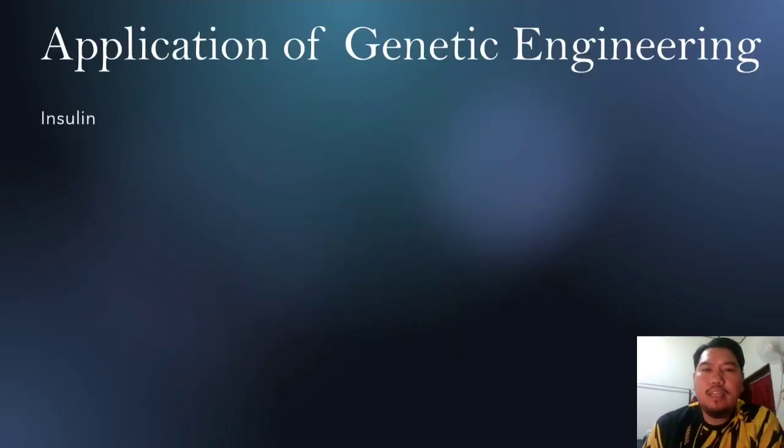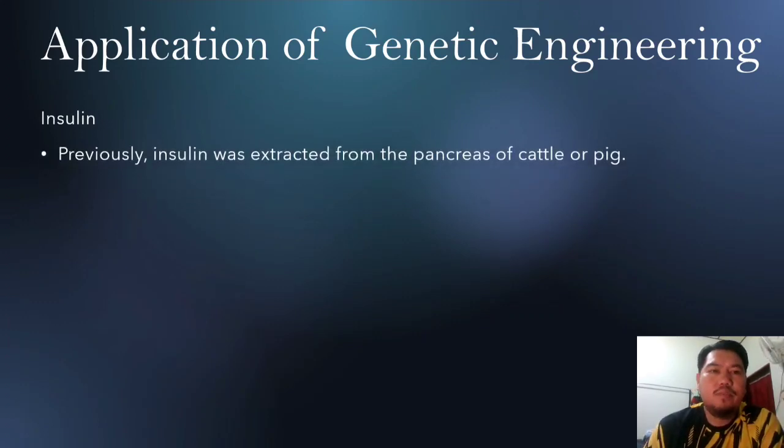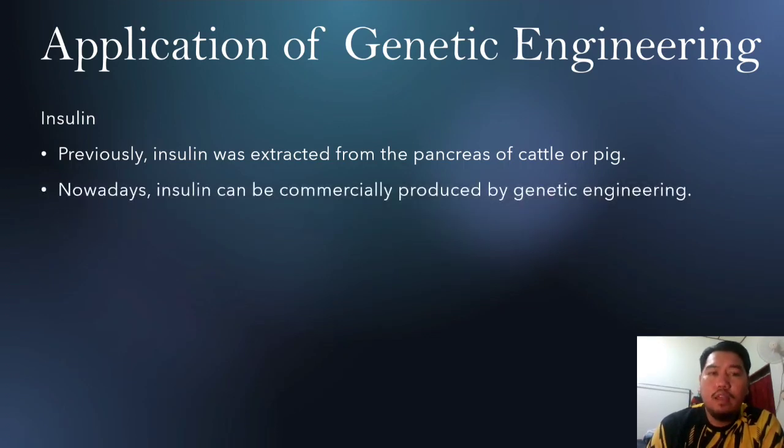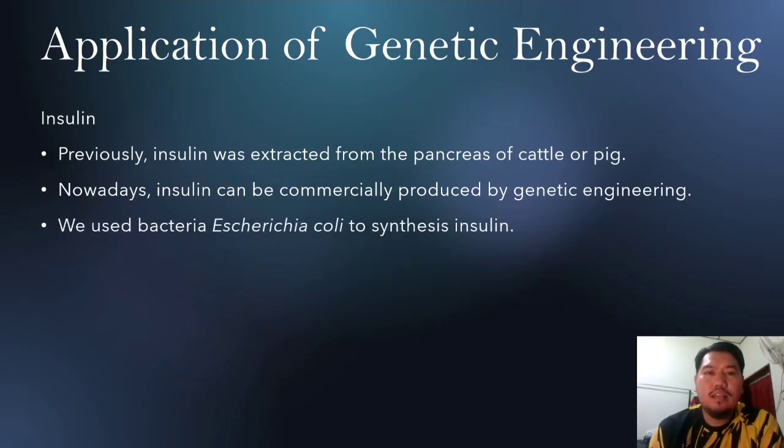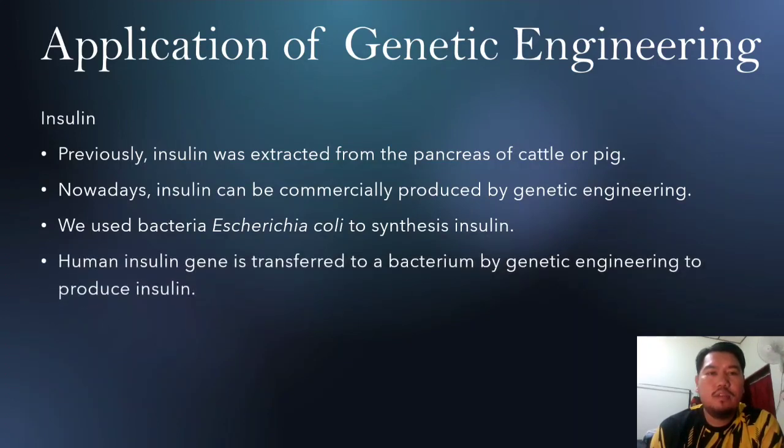Okay, last application of genetic engineering. Insulin production. Previously, insulin was extracted from the pancreas of cattle or pigs. Nowadays, insulin can be commercially produced by genetic engineering. We use the bacterium E. coli to synthesize insulin. The human insulin gene is transferred to a bacterium by genetic engineering to produce insulin.